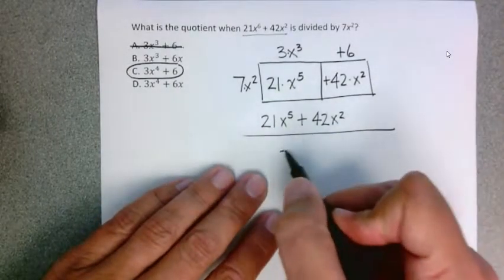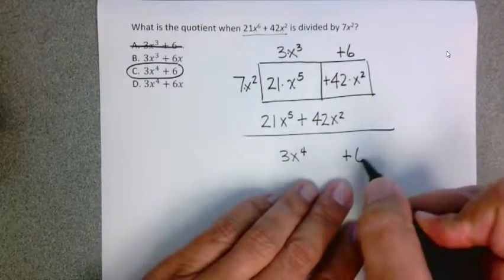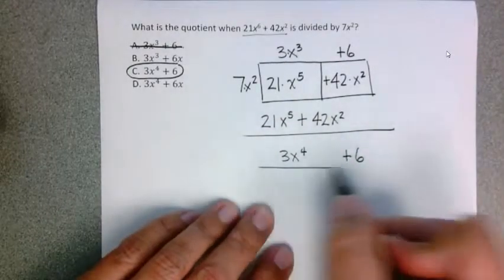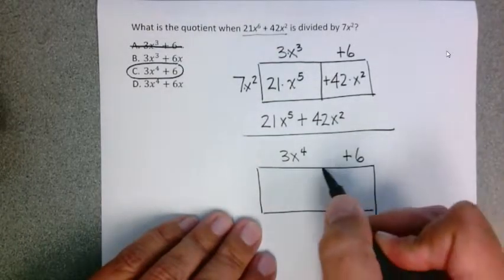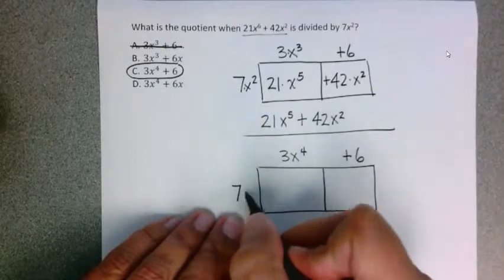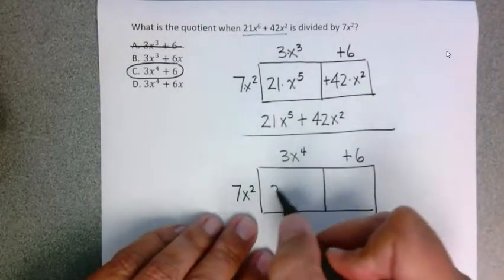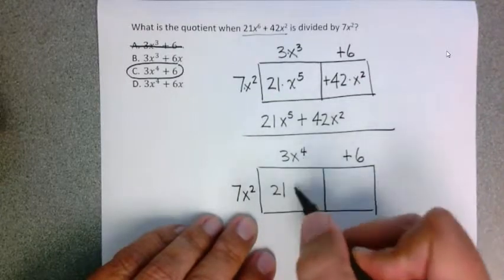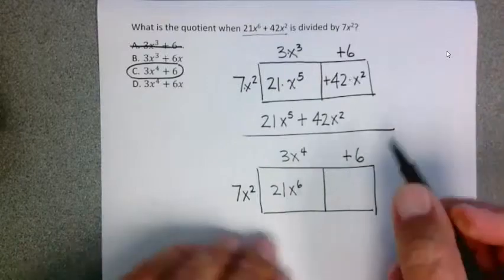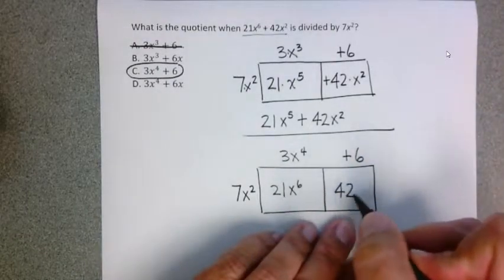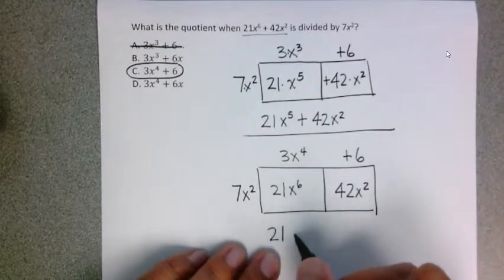So now I'm going to take 3x to the 4th power plus 6. I'm using answer C now to see whether this will result in the original dividend that we were given when I multiply that by 7x squared. 3 times 7 again is 21. X squared times x to the 4th is x to the 6th. 7x squared times 6 is 42x squared. I add the pieces together to get my complete product.